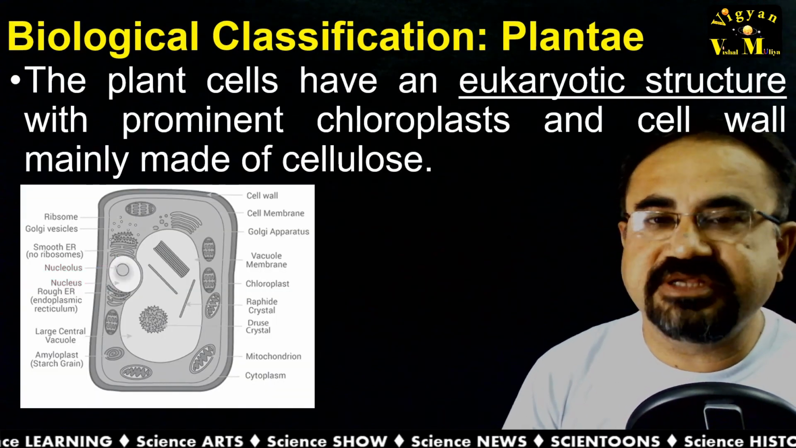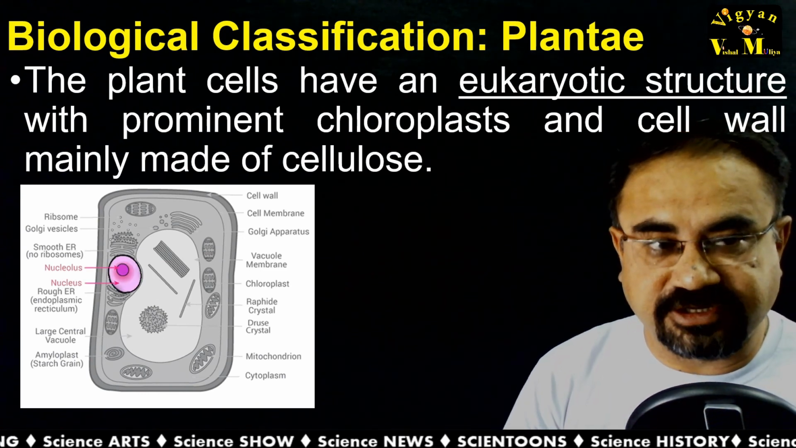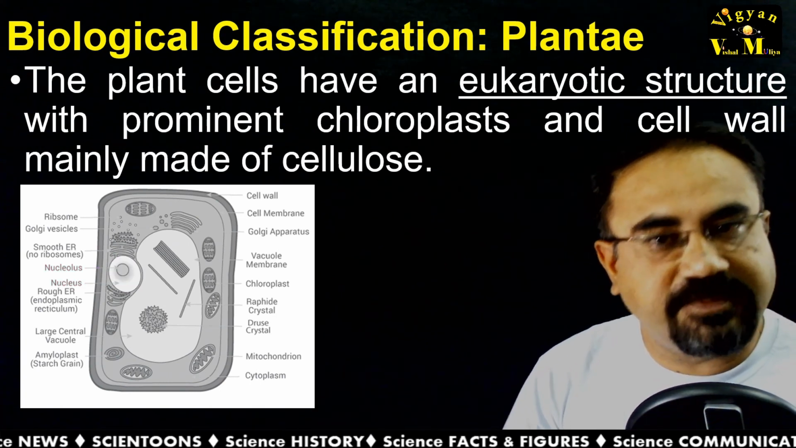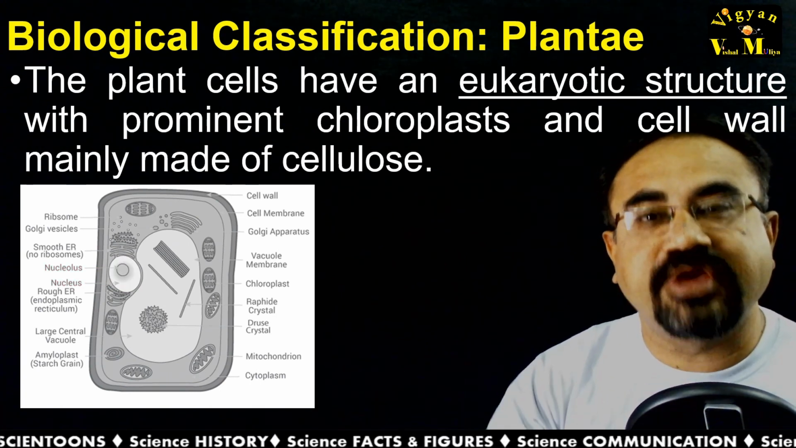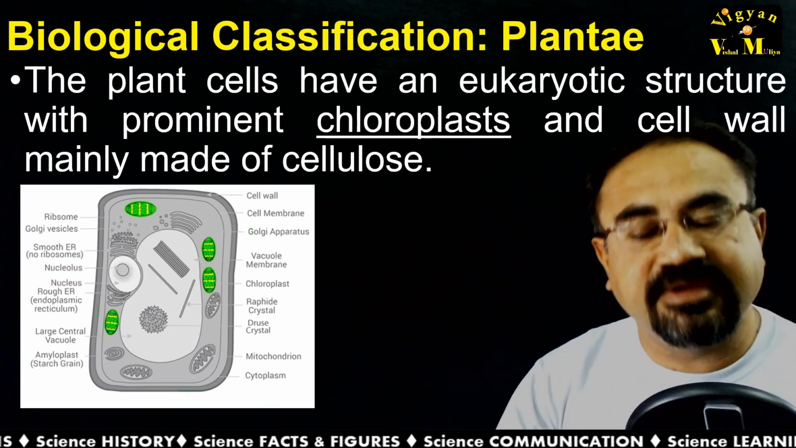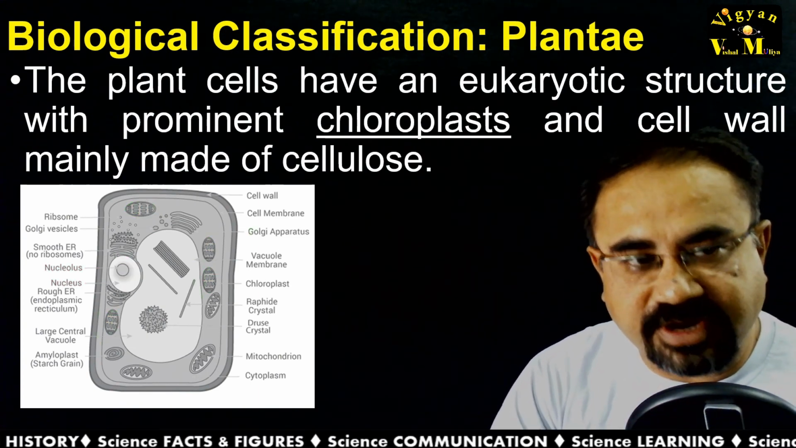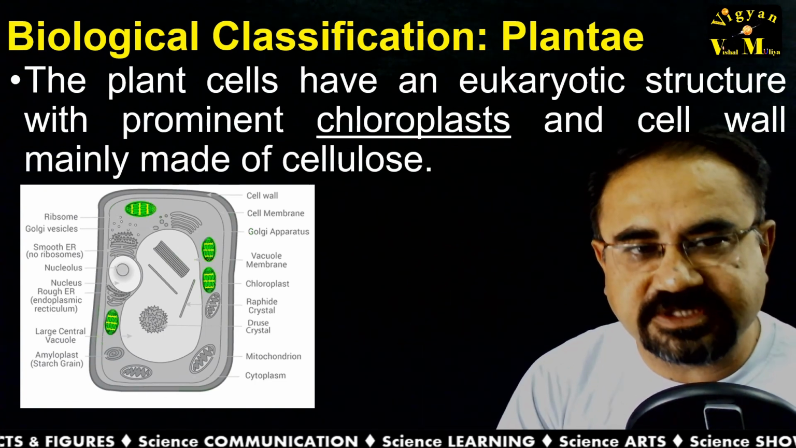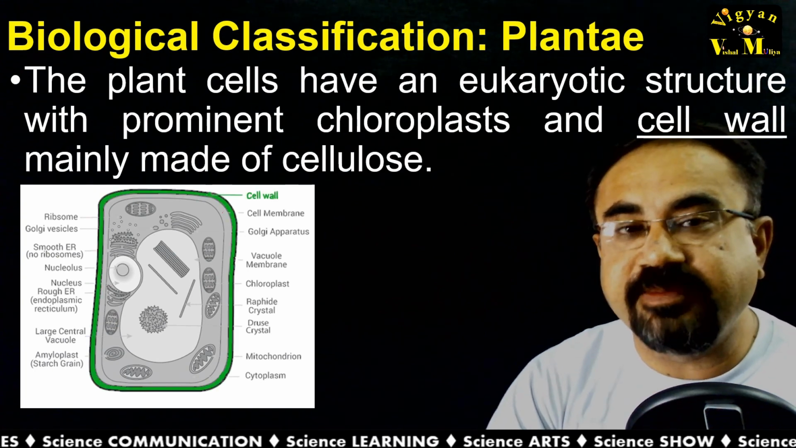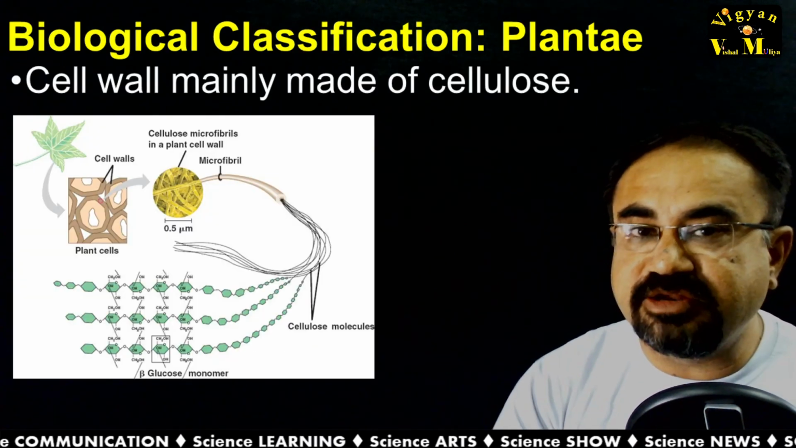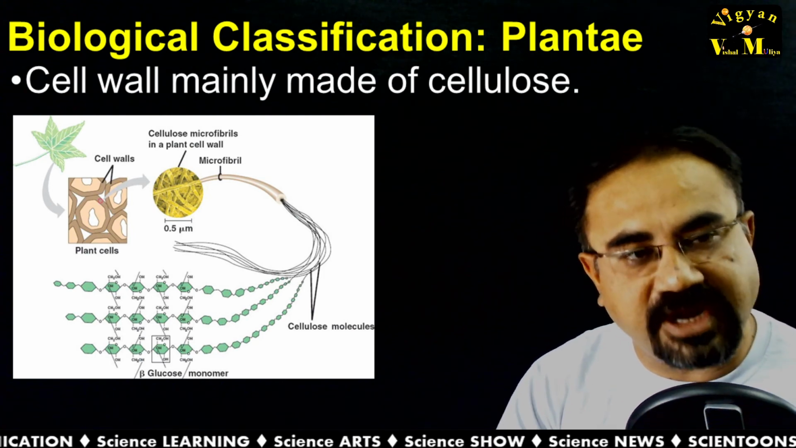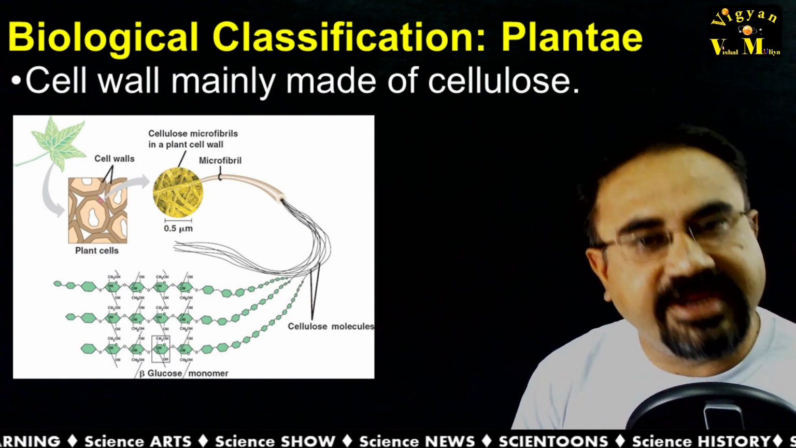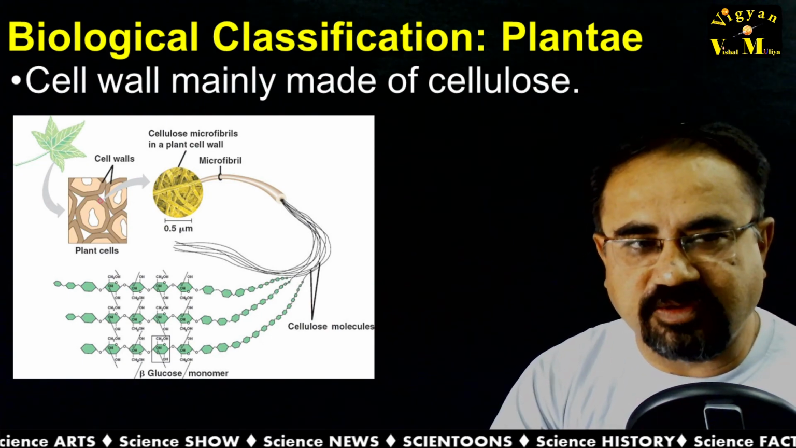The plants have a eukaryotic cell structure because there is a presence of a cell nucleus. You can see the nucleus here, so it has a eukaryotic cell structure, and they have many membrane bound organelles. They have a prominent chloroplast for the purpose of photosynthesis, and they have a cell wall which is mainly made up of cellulose, and the cellulosic cell wall is the identity of the plant kingdom. In fungi it is made up of fungal cellulose, while here it is made up of pure cellulose.